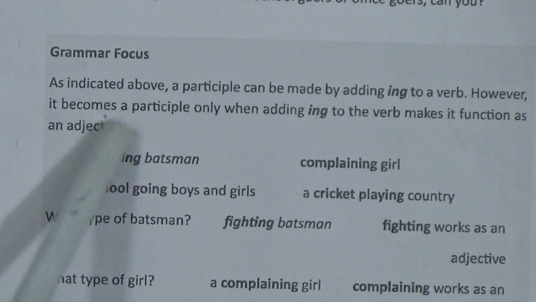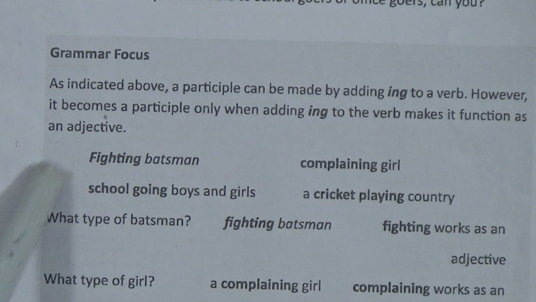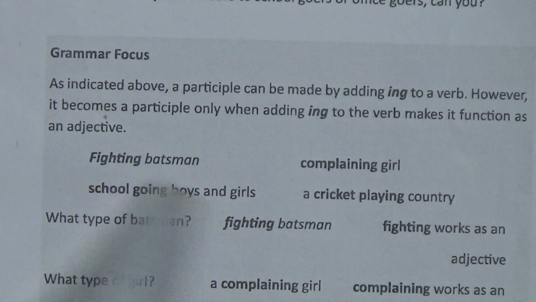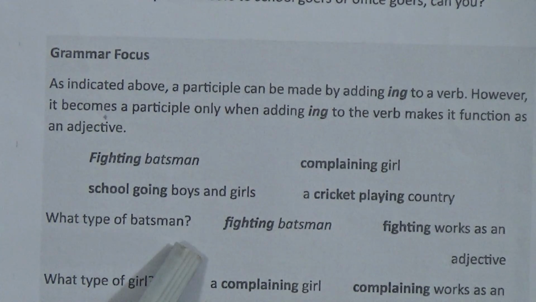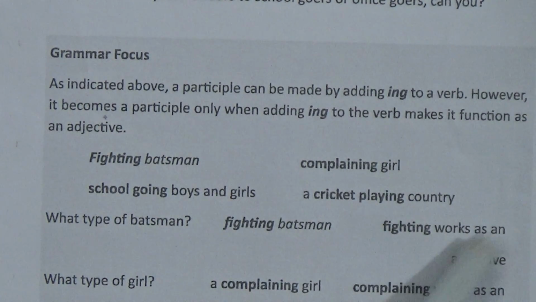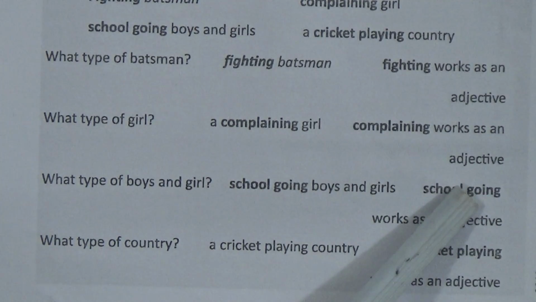Grammar focus. As indicated above, a participle can be made by adding ing to a verb. However, it becomes a participle only when adding ing to the verb makes it function as an adjective. Look here: fighting batsman, complaining guard. What type of batsman? Fighting batsman. Fighting works as an adjective here. What type of guard? A complaining guard. Complaining works as an adjective here.